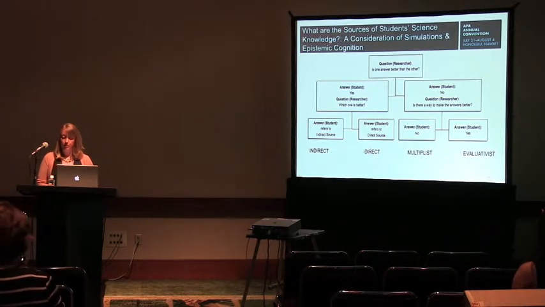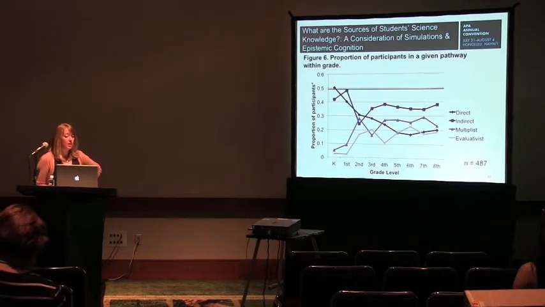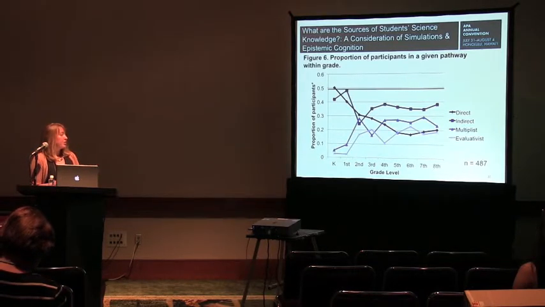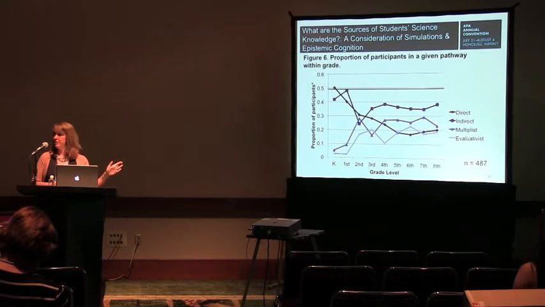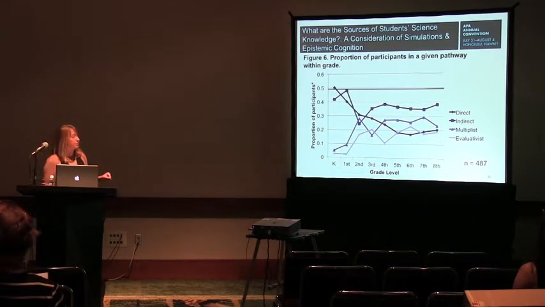So I'm going to share with you quickly a couple of the findings from this project. These are kindergarten through 8th graders. We've collected data of 487 of them. And our prediction here was that across development, students would become more mature in their epistemic cognition and their thinking about sources of science knowledge, and that maturity would be reflected in these more multiplist or evaluativist pathways. And what we found is, in fact, that's what's happening.